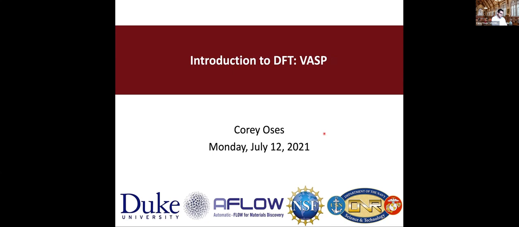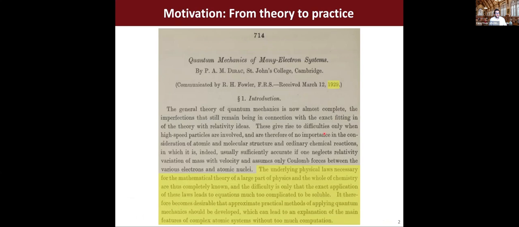So I want to start with a quote from Dirac, from a paper in 1929. I think this is a great motivation for the work we're doing here today. It comes from a paper called Quantum Mechanics of Many Electron Systems. All right, so here's the quote. "The underlying physical laws necessary for the mathematical theory of a large part of physics and the whole of chemistry are thus completely known. And the difficulty is only that the exact application of these laws leads to equations much too complicated to be soluble. It therefore becomes desirable that approximate practical methods of applying quantum mechanics should be developed, which can lead to an explanation of the main features of complex atomic systems without too much computation."